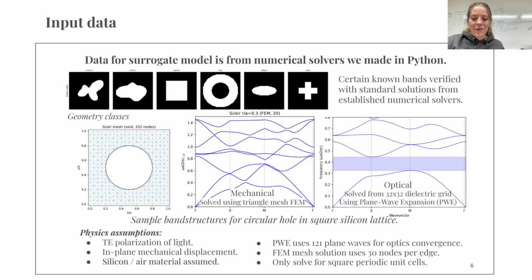For optics, we use plane wave expansion, and for mechanics, we use a triangle mesh finite element solver. We assume that our setting is silicon on air and that it is sufficient to calculate the true band gap to have 30 nodes per edge in our mesh solution, or 121 plane waves in our optics solution, and we verify that directly. We also assume that we only solve for TE polarization for optics and in-plane displacement for mechanics.